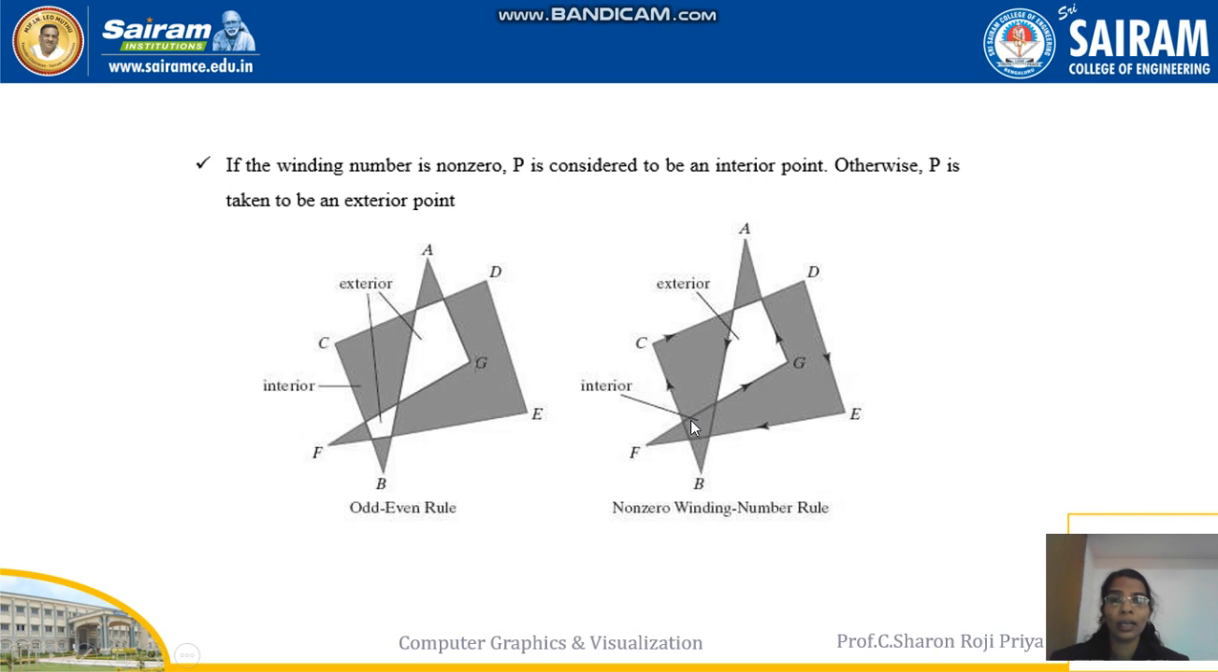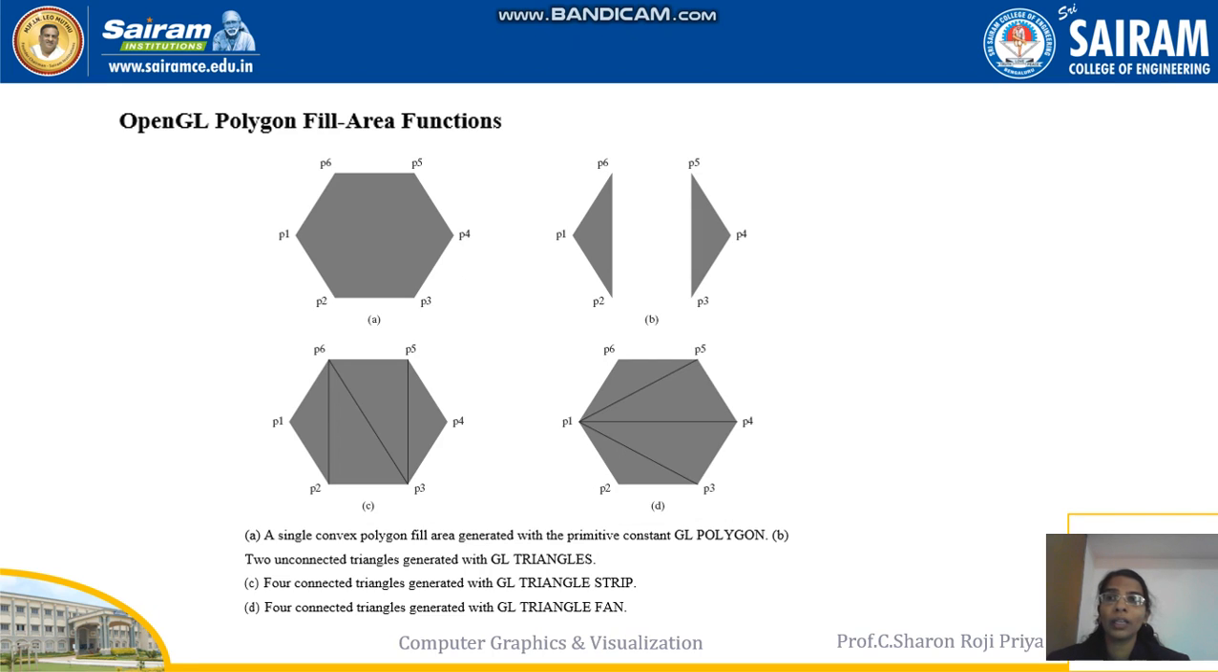Now check here. I have drawn a line in this direction. It is intersecting with which edges? FG and BC. For FG, the direction is from left to right, so count is -1. For BC, direction is from bottom to top, again count is -1. Right, -1 -1, it is -2. It is a non-zero value, so the point is interior. Right, this is how I am supposed to calculate whether a point is interior or exterior to my polygon.